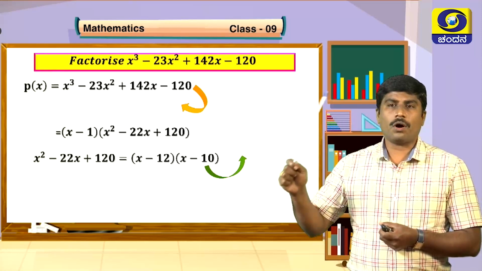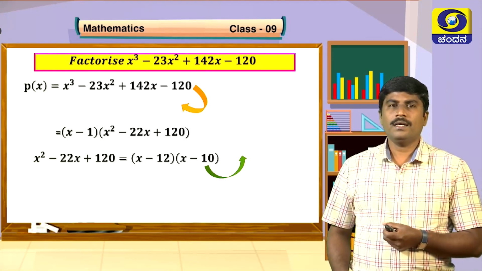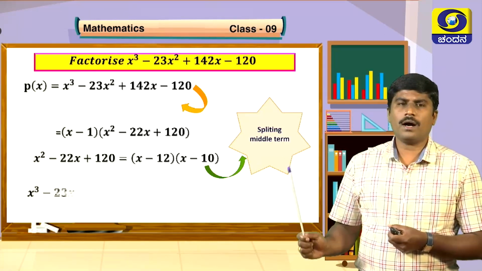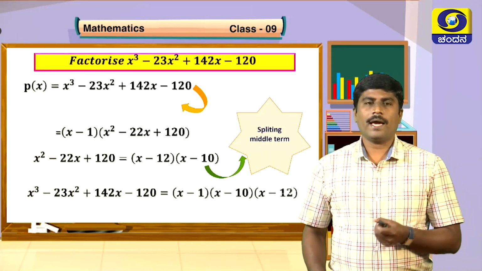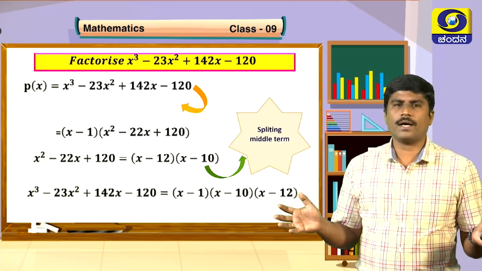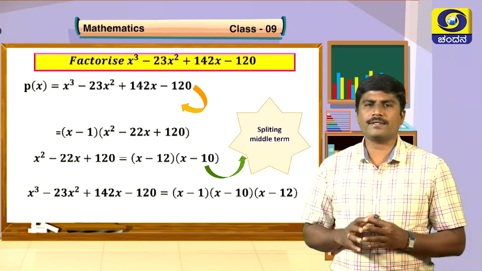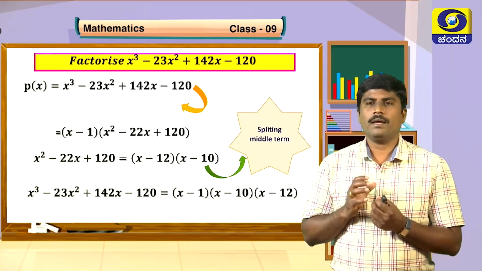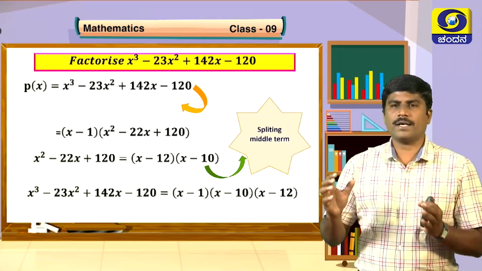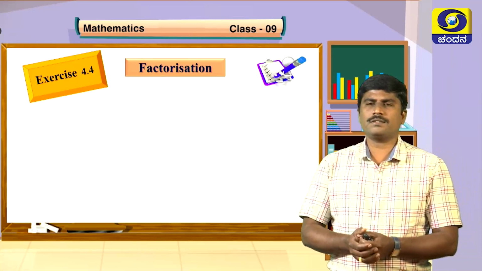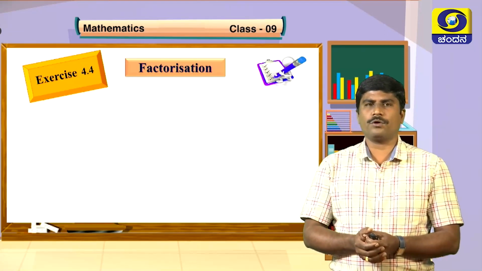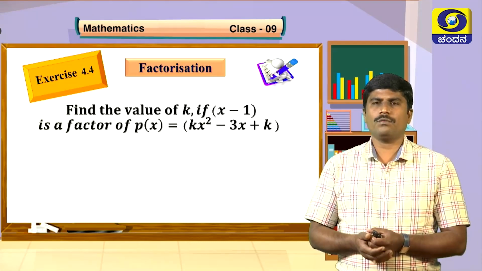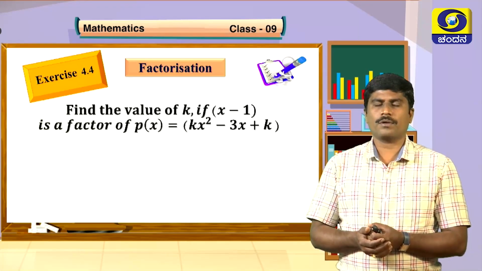Now we got all the factors here, right? Therefore we got the factors of x cube minus 23x square plus 142x minus 120. They are x minus 1, x minus 10 and x minus 12. So after knowing this, in your exercise number 4.4, we have various questions. Under that I have given one question for homework for you.